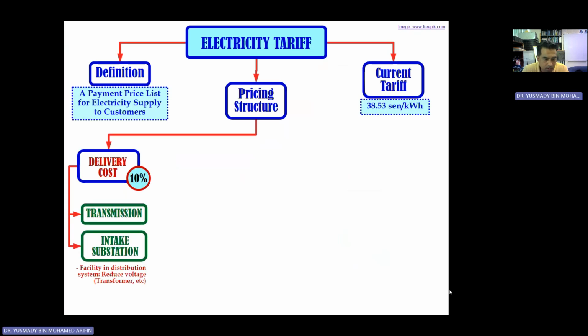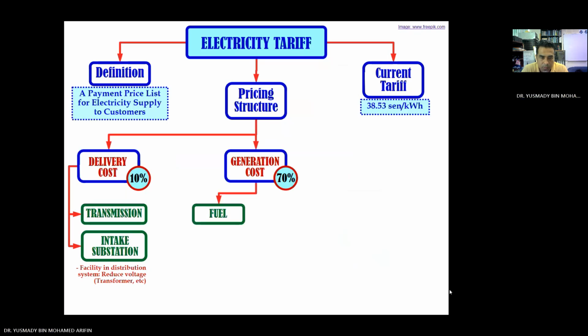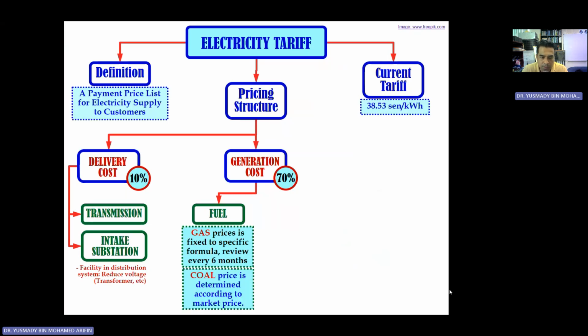Intake substation cost refers to the cost involved at the facilities in the distribution system, where the function of the substation is to reduce the voltage. In terms of components, examples are the transformer and so on. And also we have generation cost, contributing around 70%, which refers to the fuel cost, where the gas price is fixed to a specific formula and normally reviewed every 6 months. However, the coal price is determined according to the market price.